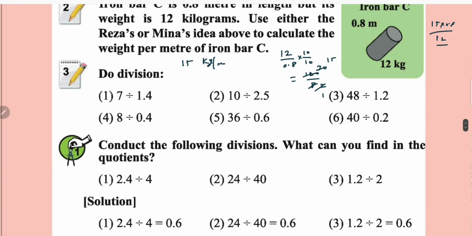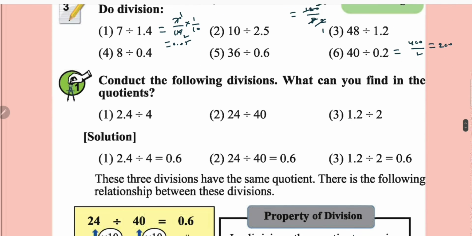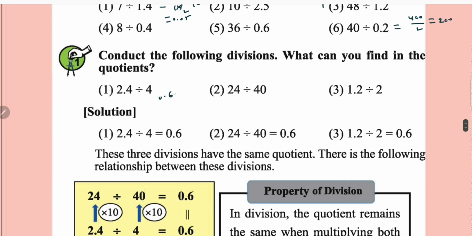Do division 1: 7 by 1.4. 7 by 14 into 1 by 10. 7 1s are 7, 7 2s are 0.05. Okay, this is 400 upon 2, it is 200. Conduct the following divisions. 0.06. Okay, 0.06. No, this is 0.6.